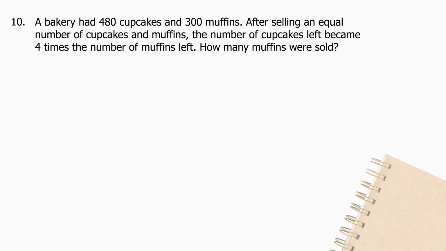Question 10. A bakery had 480 cupcakes and 300 muffins. After selling an equal number of cupcakes and muffins, the number of cupcakes left became 4 times the number of muffins left. How many muffins were sold?